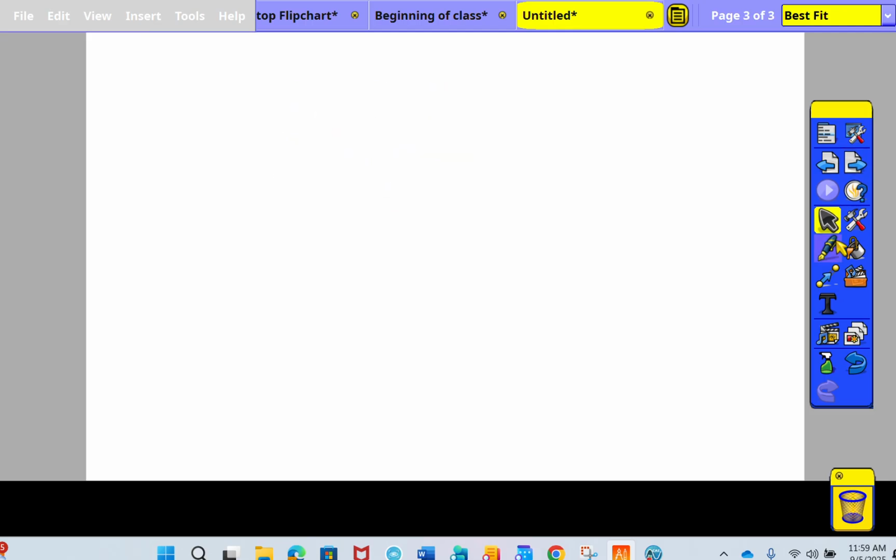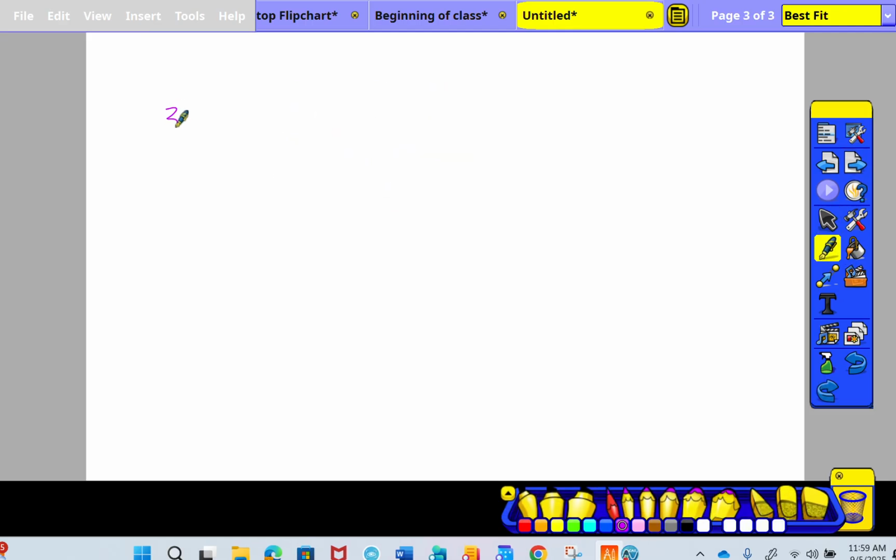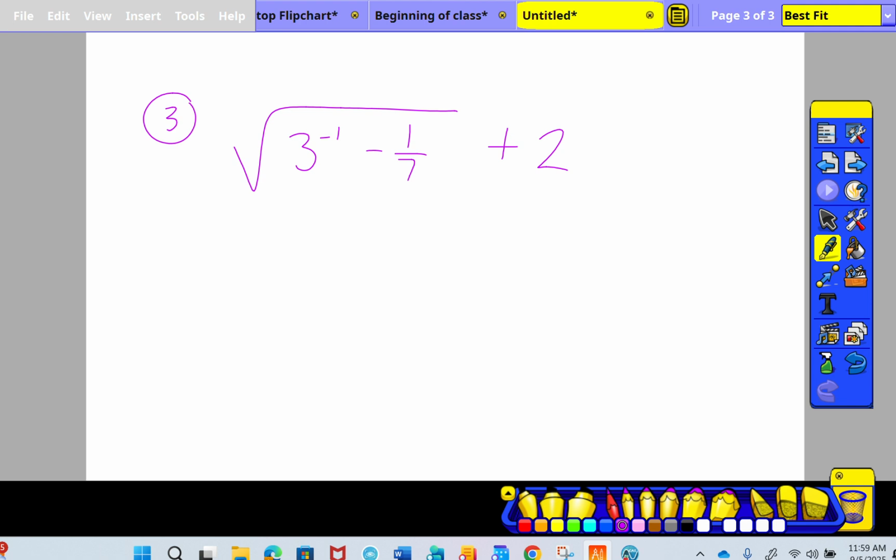Okay, let's move on to question number 3. The square root of 3 to the negative first minus 1/7 plus 2. Looks like an easy question, but the most common mistake made with these roots is that if that plus 2 is not inside the radical, you gotta use your arrow to get the plus 2 out of the radical. So you're gonna finish up the 1/7, use your right arrow to bump yourself out of the radical, and then do the plus 2. People miss questions like these all the time because of that.